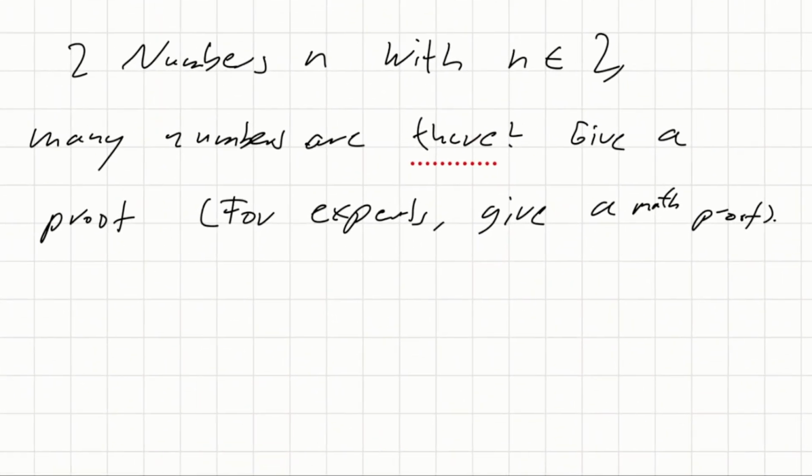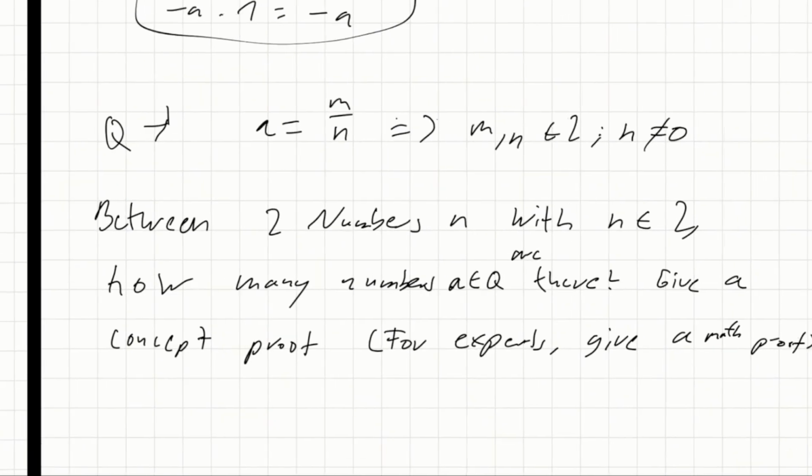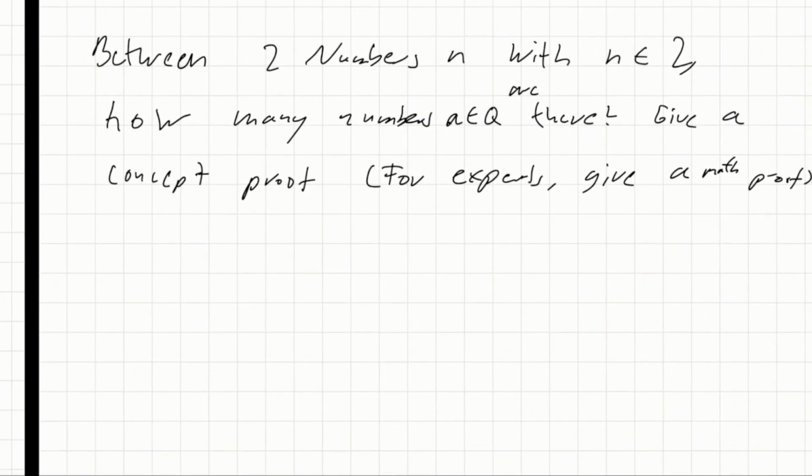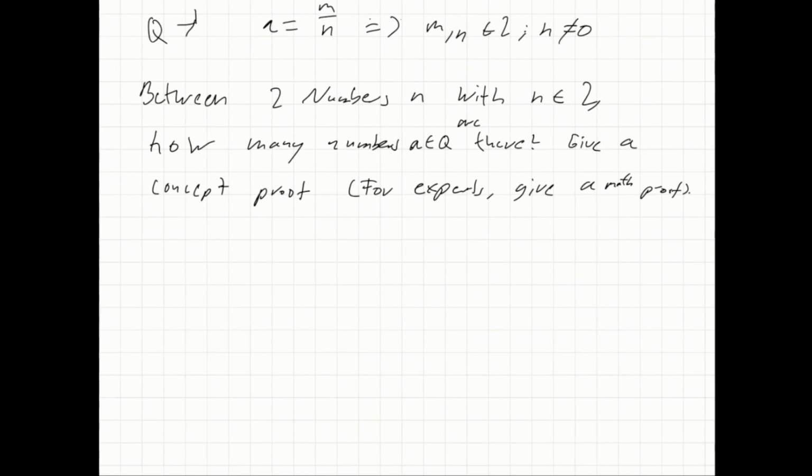So how many numbers, let's define this a bit better, a with the element q, are there? We're searching for how many rational numbers are between two integers, 2 and 3. Give a concept proof, so just explain what the concept is, or for experts give a math proof. We're going to have a look at this in a sec, so pause the video and then come back.